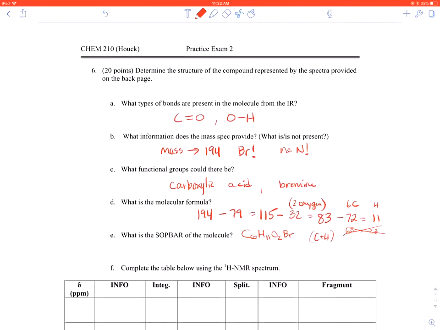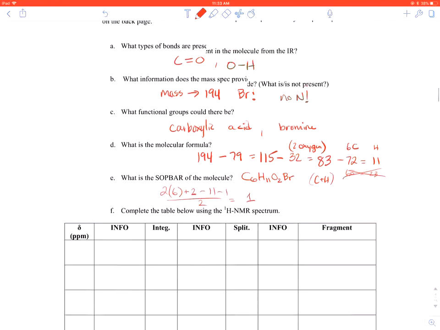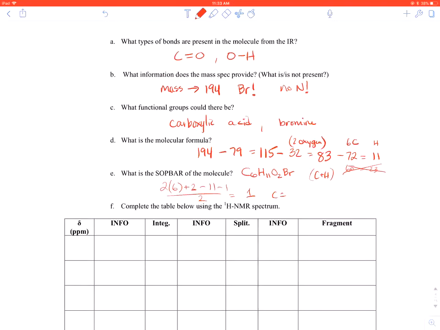What's the formula for unsaturation? 2 times the number of carbons plus 2 minus hydrogens minus halogens, divided by 2. Oxygen doesn't affect it, so we have 1 unit of unsaturation. 12 plus 2 is 14, minus 12 is 2, divided by 2 is 1. Yeah, okay. So we have 1 unit of unsaturation that accounts for the carbonyl. So we don't have any more rings or any more double bonds at all.